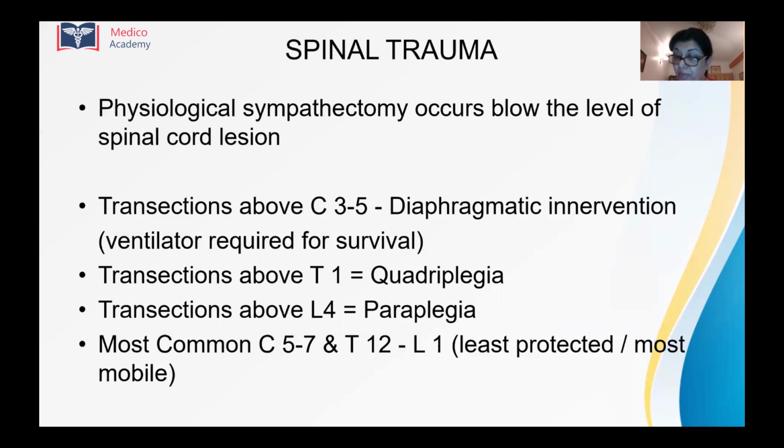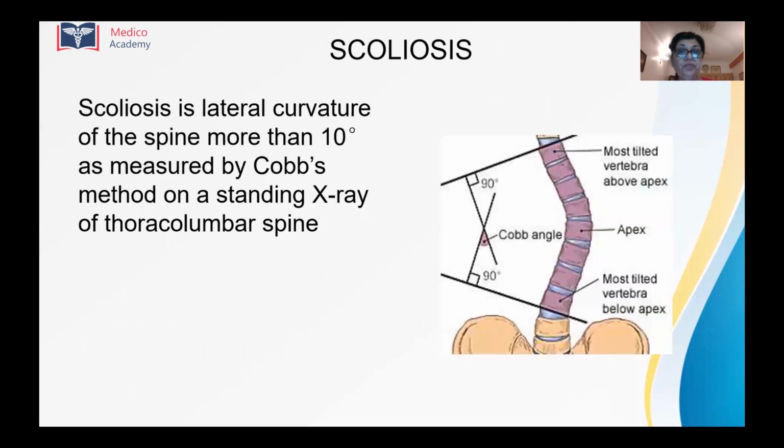the most mobile. Autonomic dysreflexia occurs 3 to 6 weeks after the spinal cord injury, which is characterized by extreme autonomic response such as hypertension and tachycardia after stimulation of nerves below the level of the spinal cord lesion.